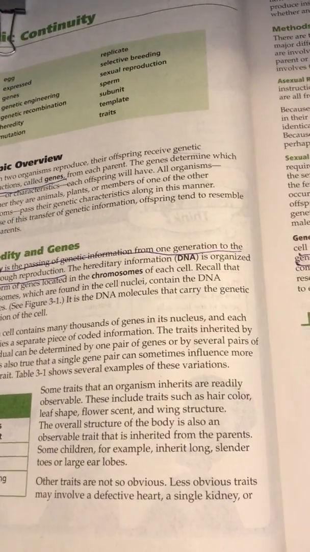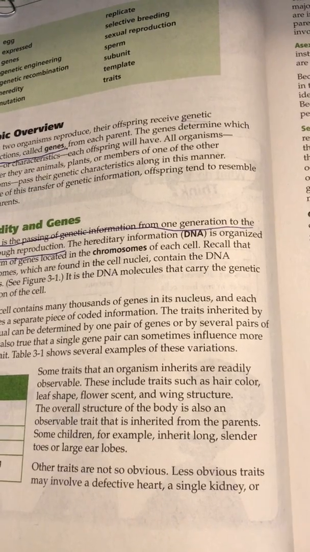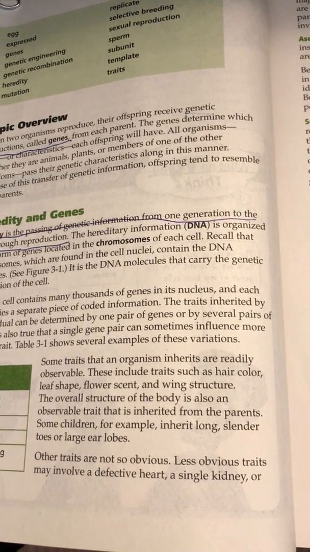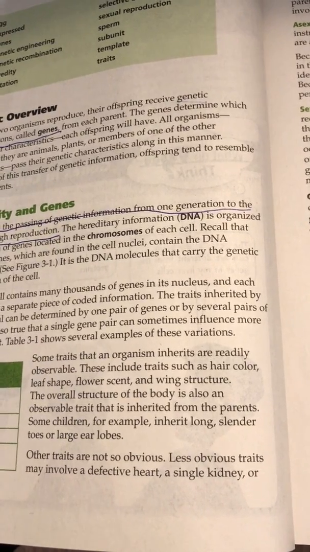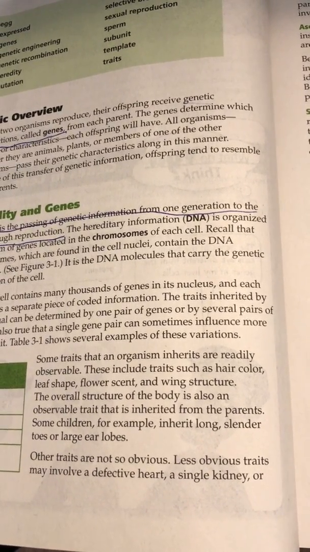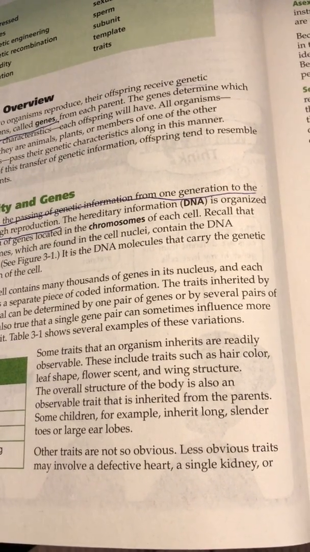Some traits that an organism inherits are readily observable. These include traits such as hair color, leaf shape, flower scent, and wing structure. The overall structure of the body is also an observable trait that is inherited from the parents. Some children, for example, inherit long, slender toes or large earlobes. Other traits are not so obvious.